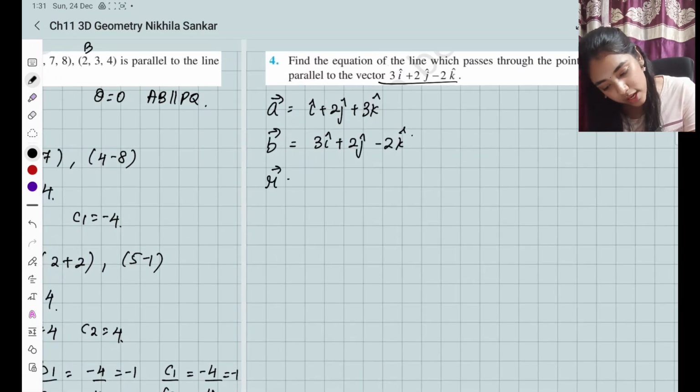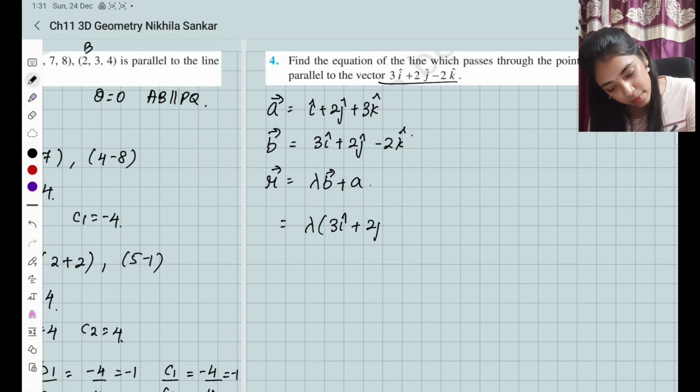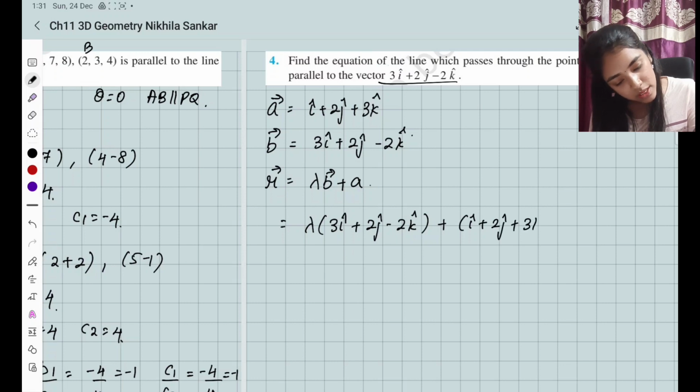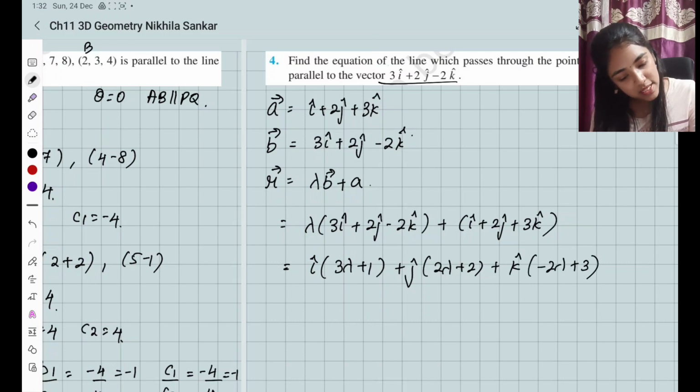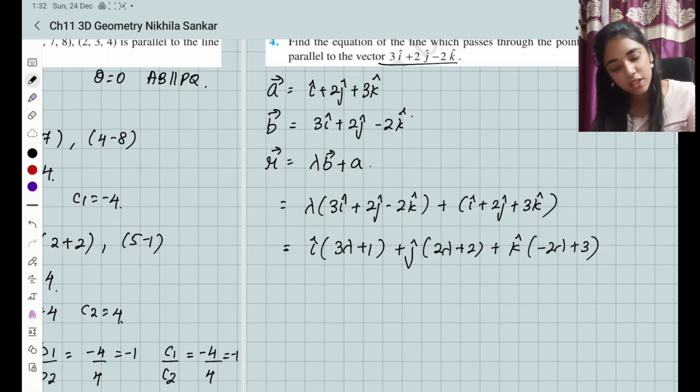So I need to find out r, which is going to be lambda b plus a. So this is going to be lambda times b, that is 3i cap plus 2j cap minus 2k cap, plus a, which is i cap plus 2j cap plus 3k cap. So when I club all the i terms, I have 3 lambda plus 1, when I club the j terms I have 2 lambda plus 2, and when I club the k terms I have minus 2 lambda plus 3. So this is going to be the equation in the vector form. So what have we written now? We have written it in vector form.